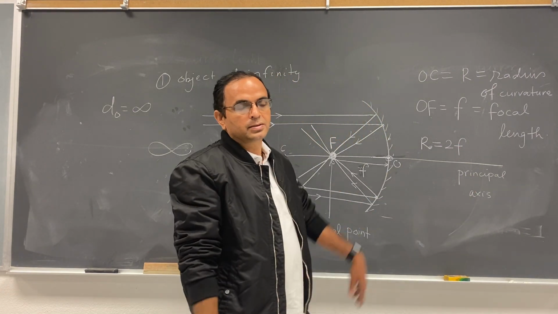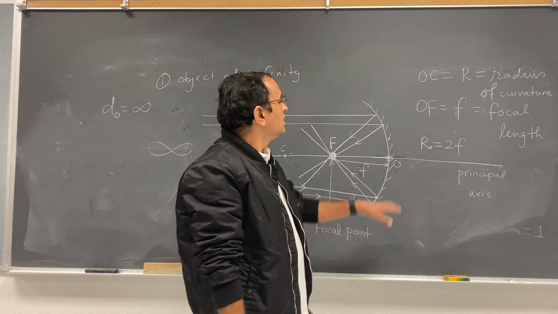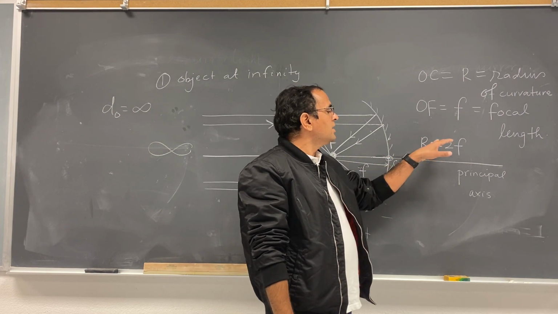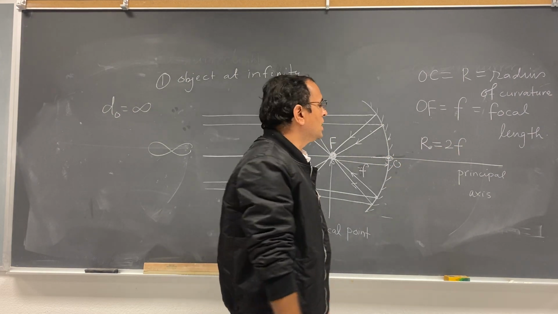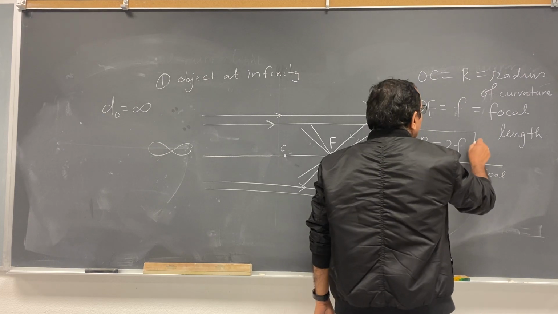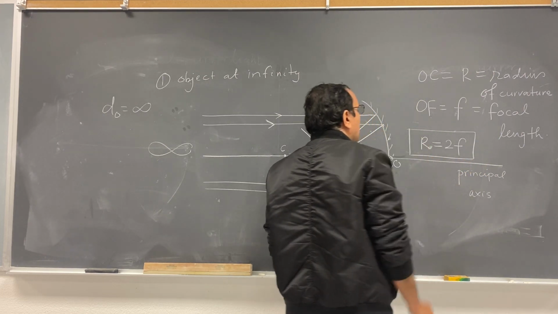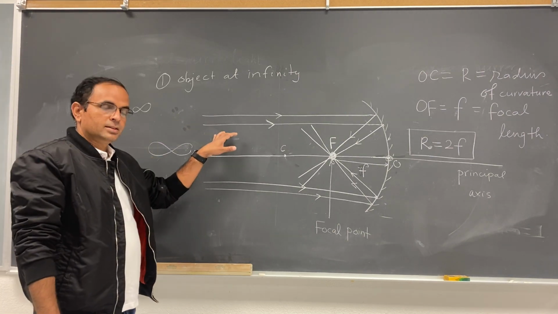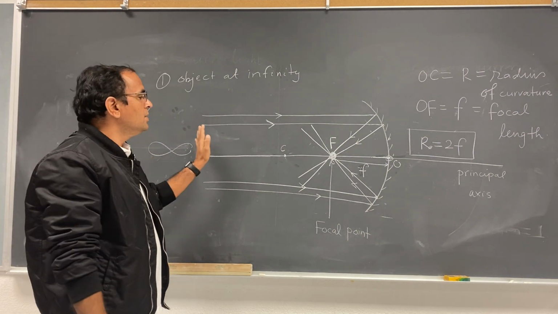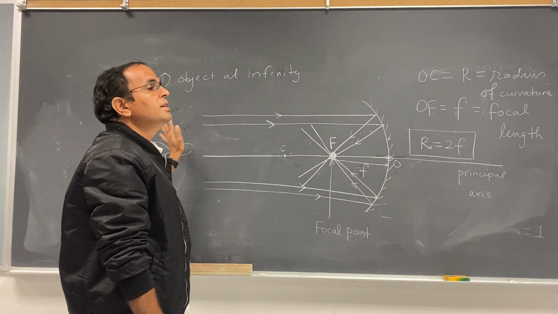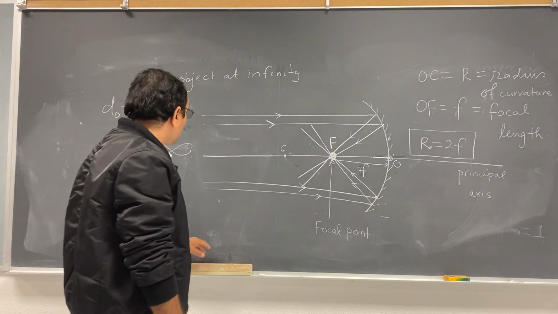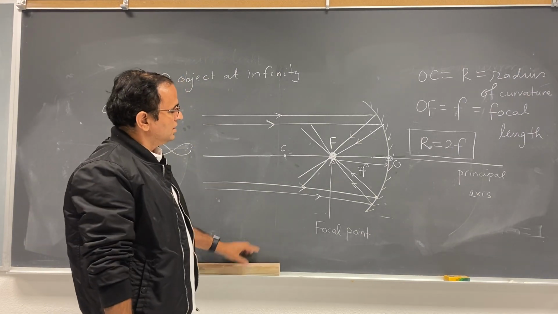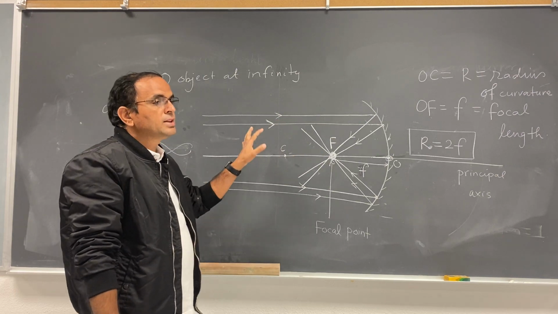Try to prove this. It is easy. The radius of curvature R is equal to 2 times the focal length. Don't forget, you need this. The radius of curvature R is equal to 2 times the focal length, and this is the case if you keep the object at infinity. Look here, this is the case if the object is at infinity.